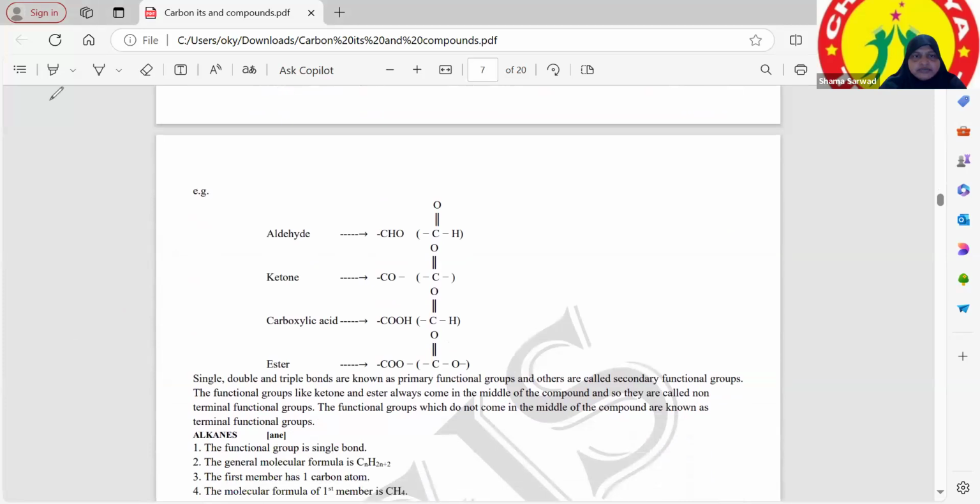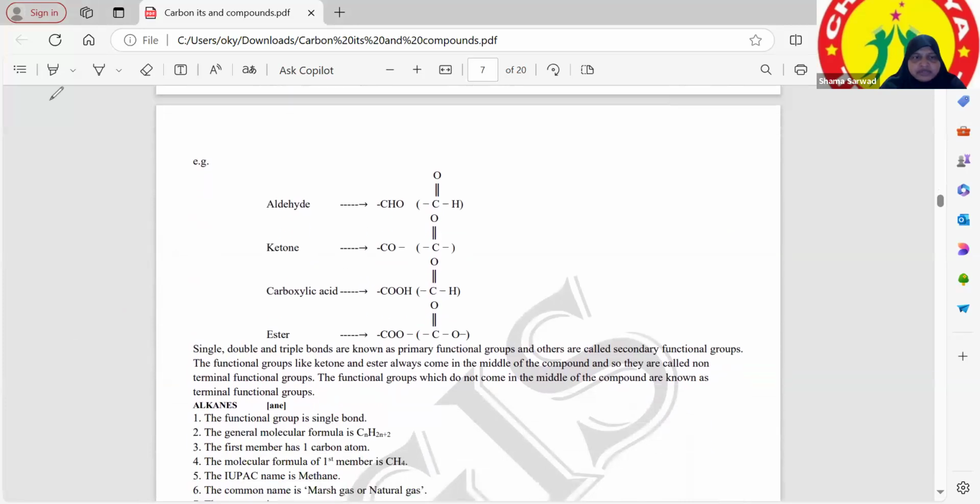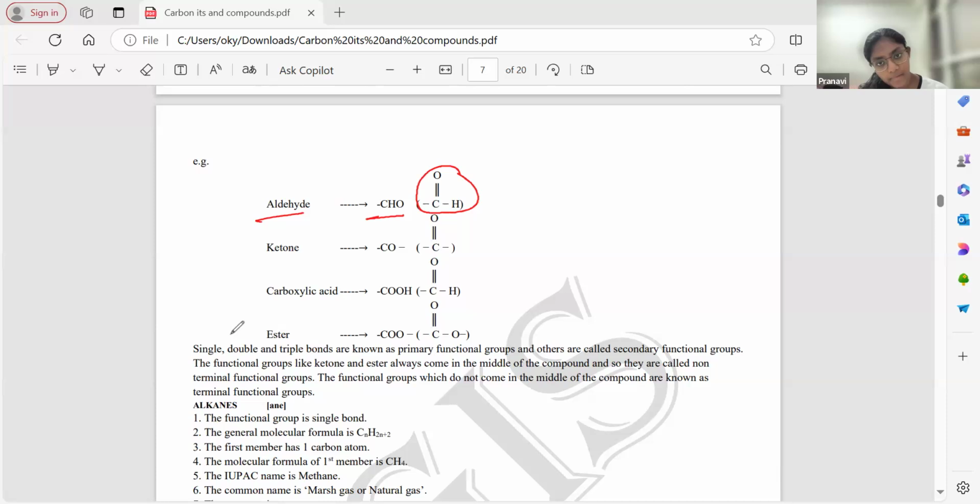Now see, these are the functional groups. A few functional groups are given to you. Aldehyde, right? It is represented with the condensed formula CHO, and in structure it is explained as C double bond OH. In condensed form, it is written as CHO. And in a structural way, it is represented as C double bond OH.